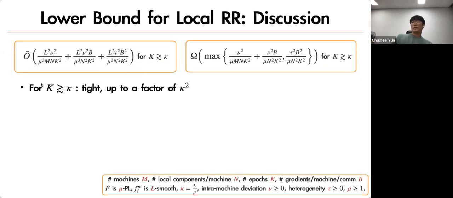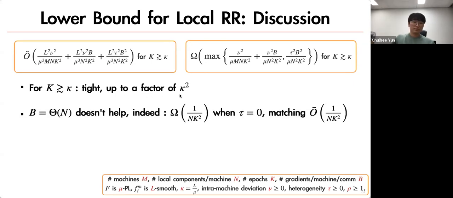For the large epoch regime, we can again see that these terms actually match each other up to a factor of kappa squared. And also, we observe from the upper bound that setting b equal to n is not a good idea. And the lower bound actually gives confirmation to this observation.